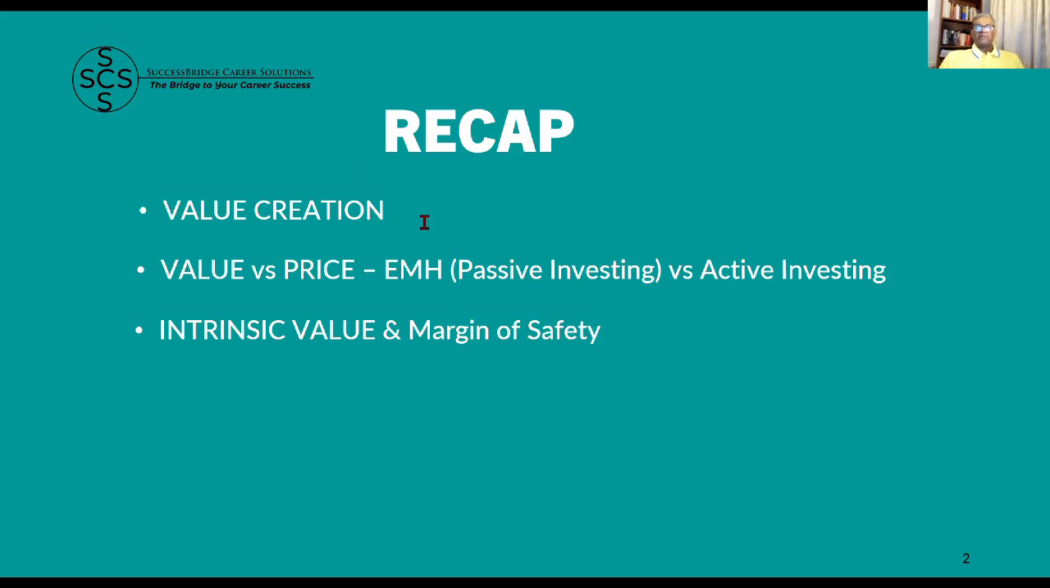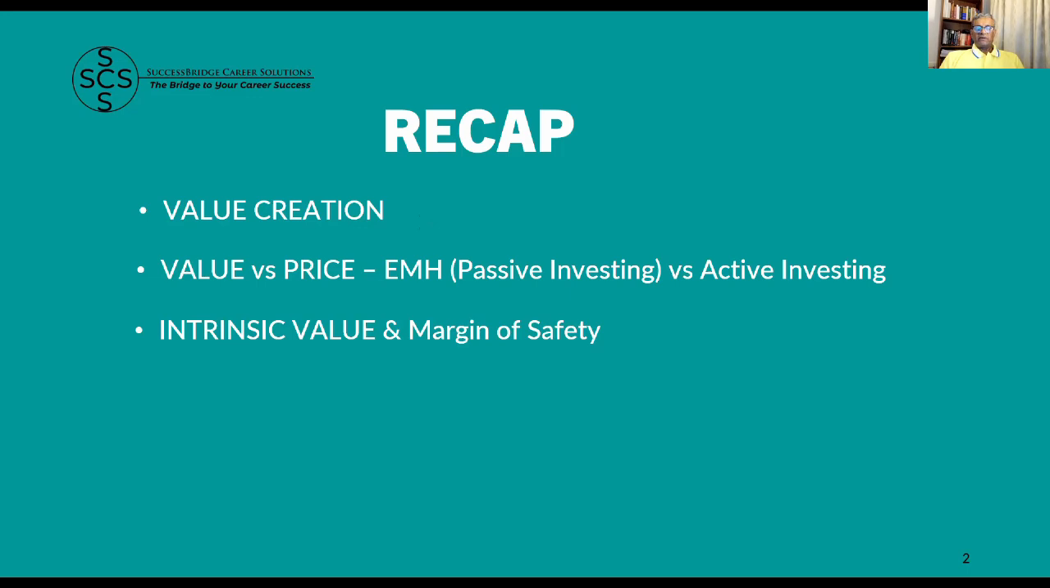Then we touched upon what is known as margin of safety. Now, margin of safety recommends that active managers look for those stocks which are not only undervalued but are at a sufficient discount to the market price so that there is a long enough runway for the stock to appreciate and make money for investors.